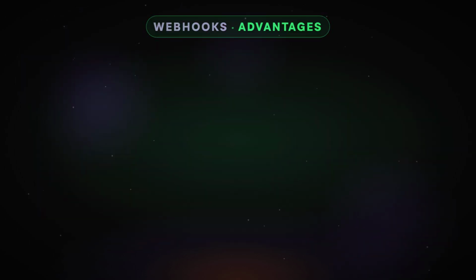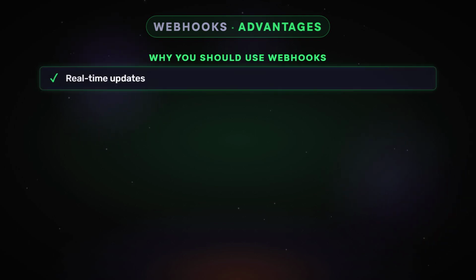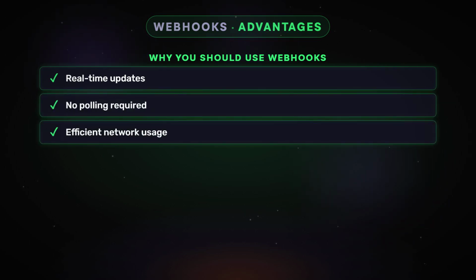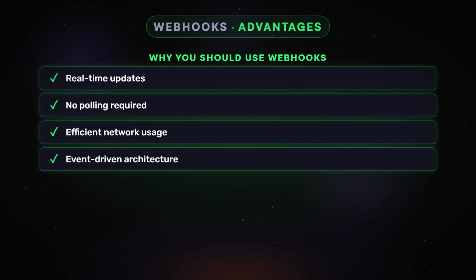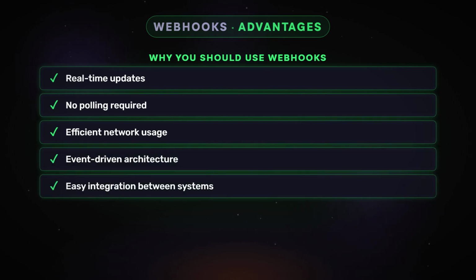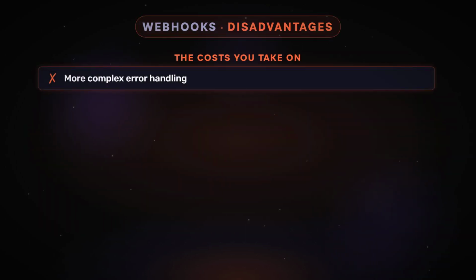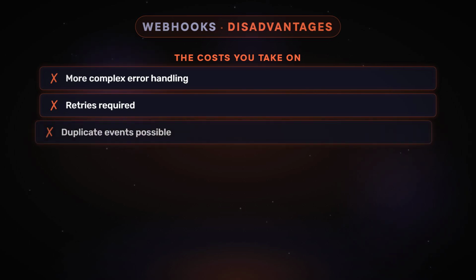Now let's try to understand some of the trade-offs. Advantages are real-time updates, no polling required, efficient network usage, event-driven architecture, easy integration between systems, lower infrastructure costs, and some of the disadvantages are more complex error handling, retries required, duplicate events possible, security considerations, harder debugging, provider availability matters.